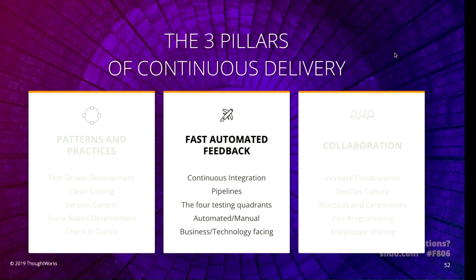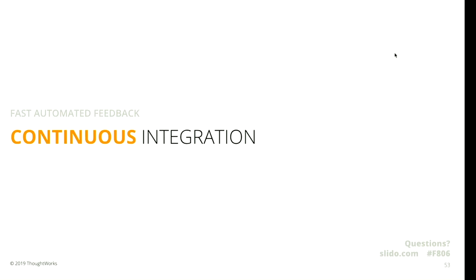So we talked about the patterns and practices. So let's see some ways of getting fast and automated feedback. So we're going to start with continuous delivery.